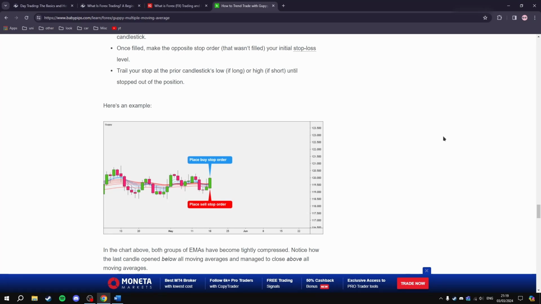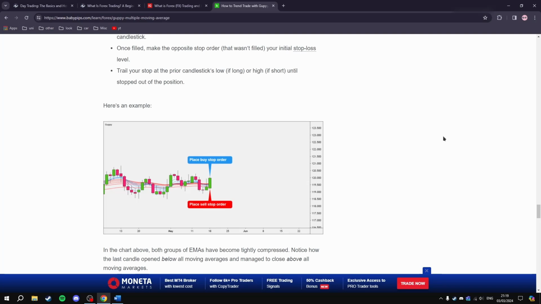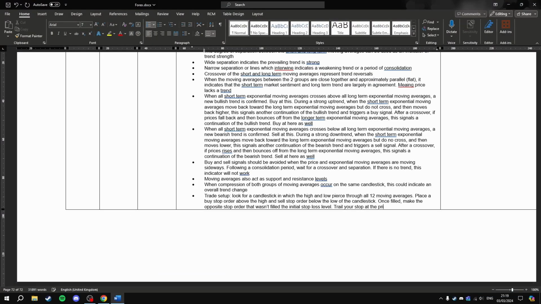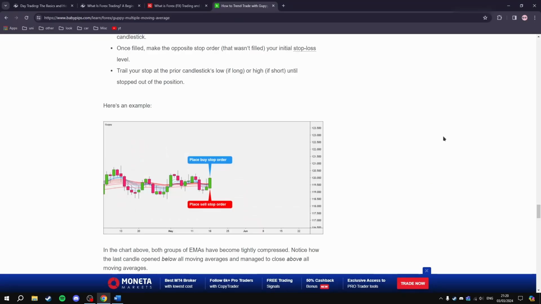Trail your stop at the prior candlestick's low if going long, or high if going short, until stopped out of position. Okay, here's an example.